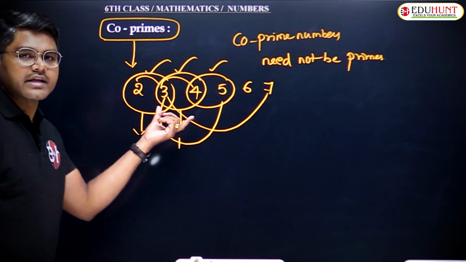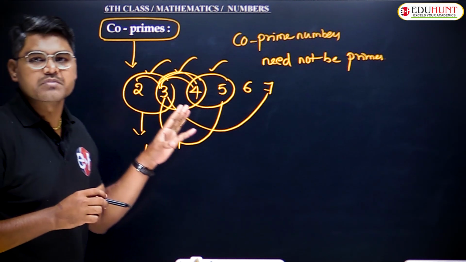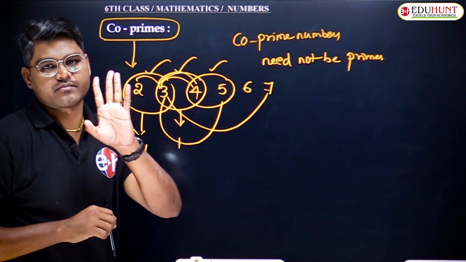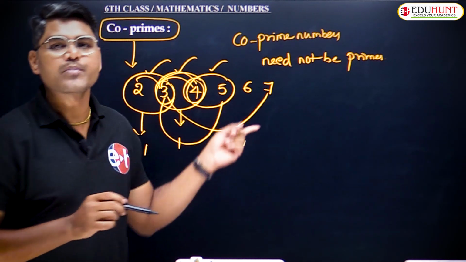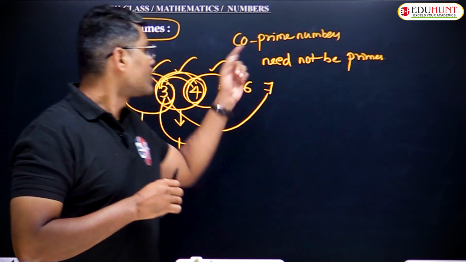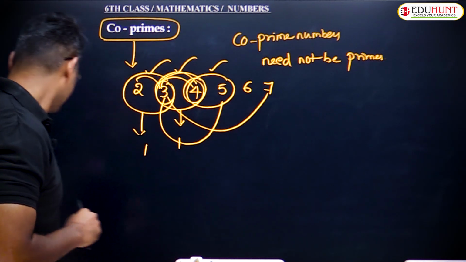Here if we take this example 3 and 4, 3 and 4 are co-prime numbers because the common factor is only 1. 3 is prime number, but 4 is composite number, not a prime number. So co-prime numbers need not be prime numbers.